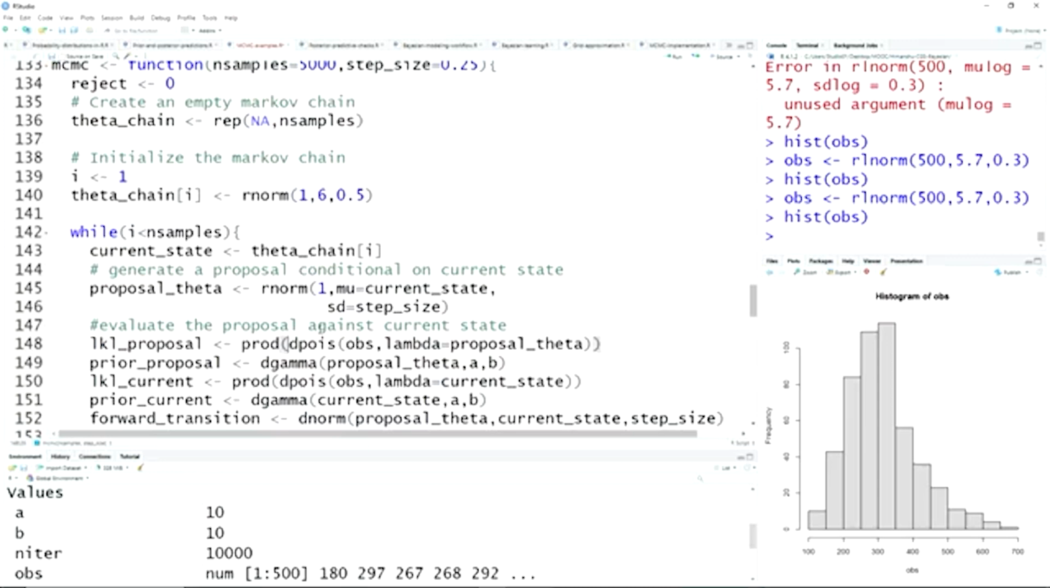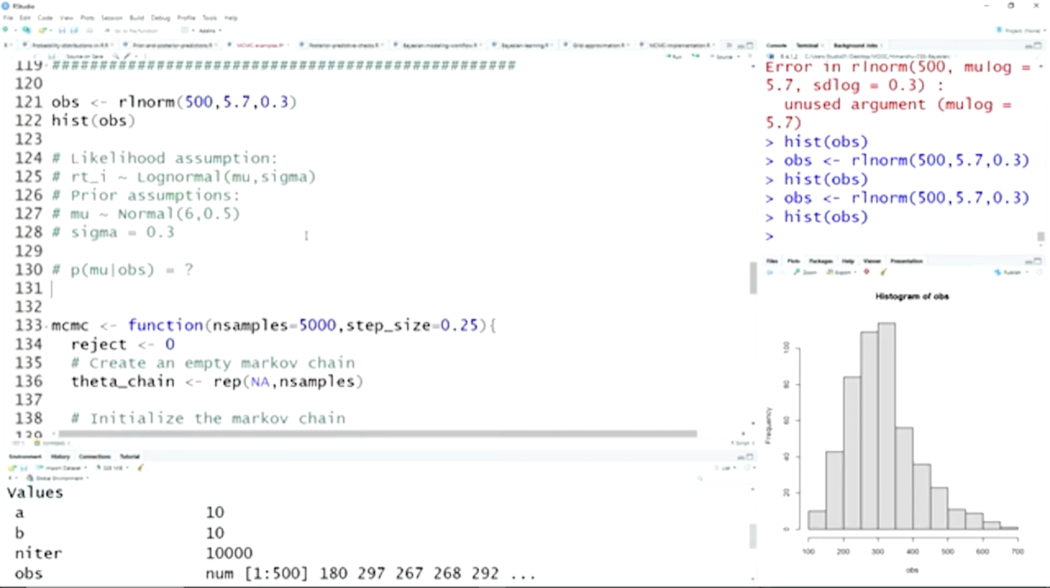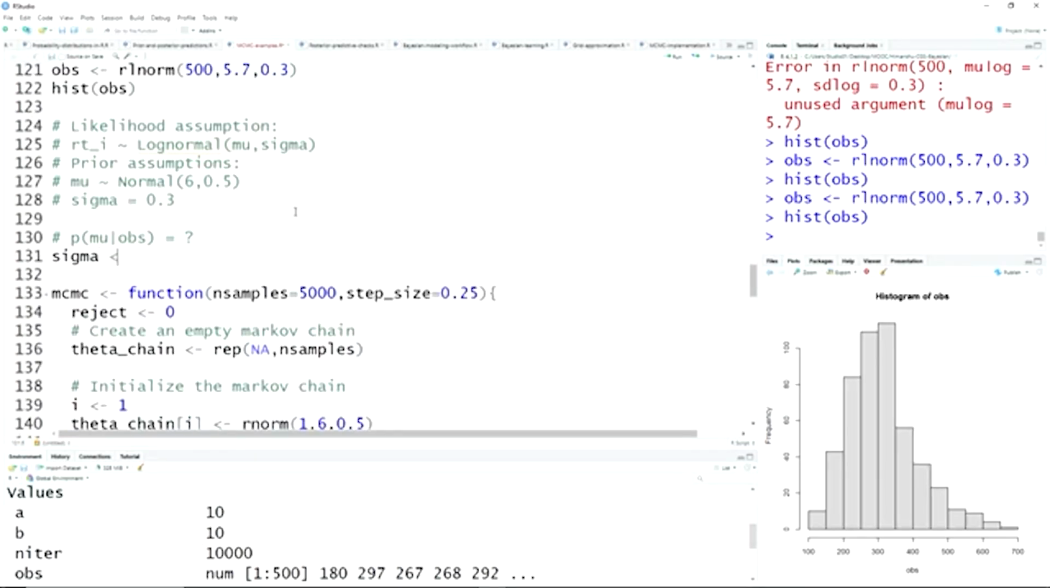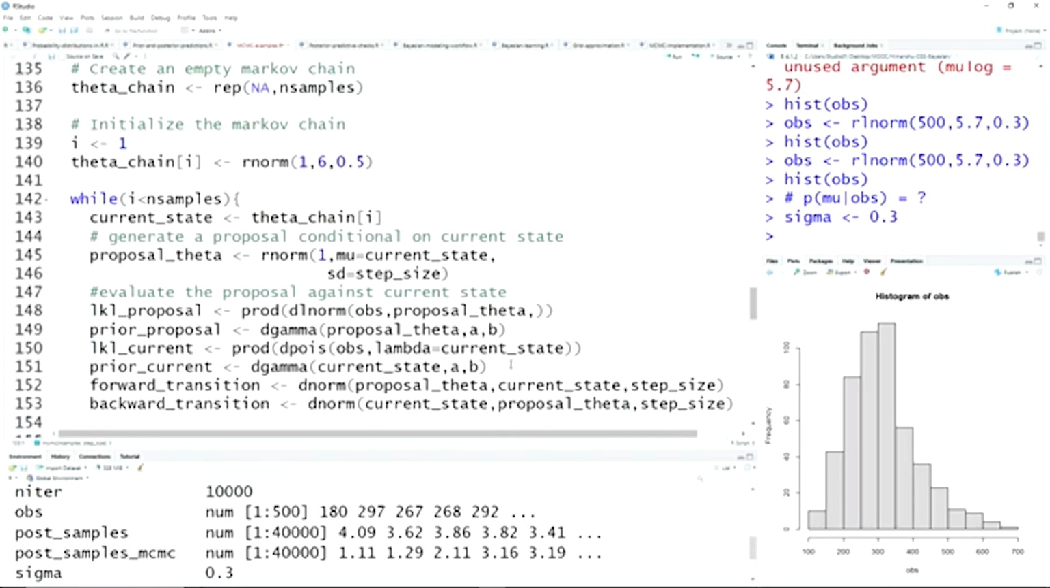here you would calculate the likelihood of the proposal. So your likelihood distribution is actually log normal. So you will use dlnorm. Okay. So the likelihood function is log normal. So observation, rather than lambda, mu, basically the mean is proposal theta, and then you have directly sigma. So what is sigma? 0.3. I think we should write it here. Sigma is fixed at 0.3. Okay. So you can just directly use sigma here.